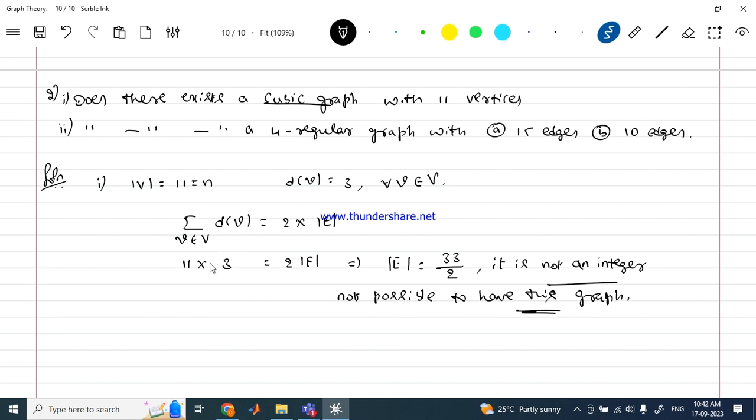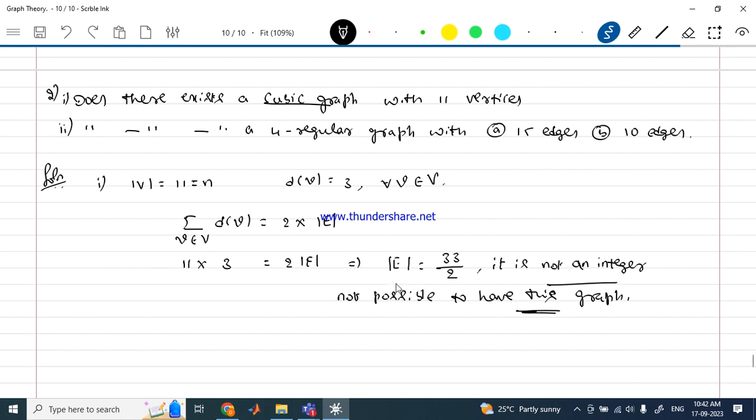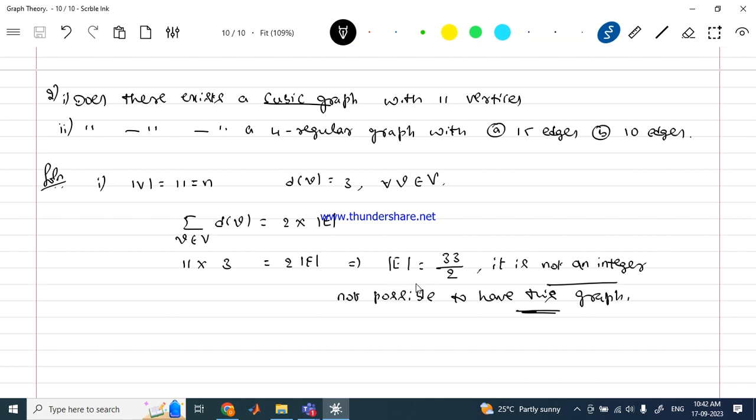In the handshaking property, we just found the number of edges. Because we knew everything except the number of edges, we tried to find that, and we ended up with the number of edges being a fraction, which is not possible. So that should always be an integer. Therefore, it is not possible to have this graph.